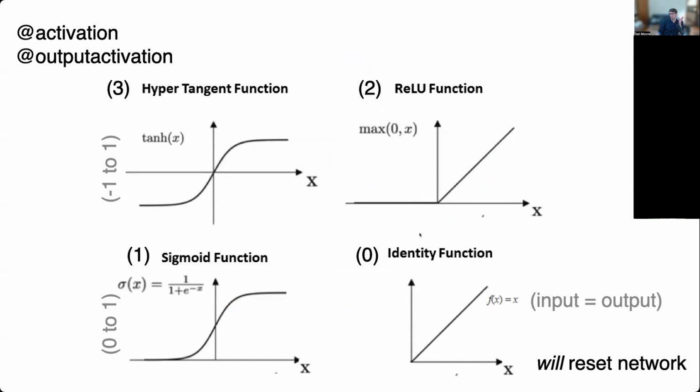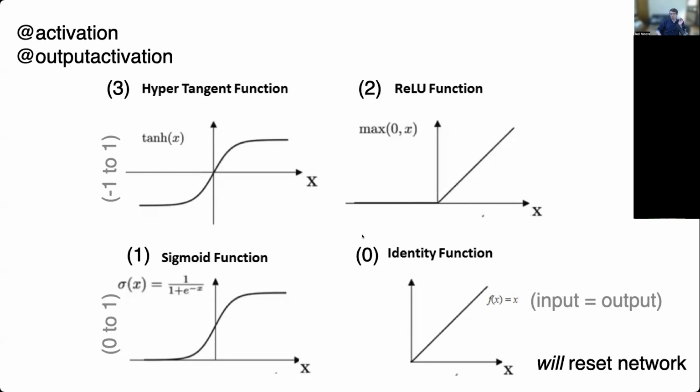There are three others. One is the hyperbolic tangent function, which is similar, although it squashes the range to be between -1 and 1. There's also the ReLU function, which, if the value is greater than 0, will pass it through unchanged. If the value is less than 0, it will clamp it to 0. So any negative value going into the ReLU function will come out as 0. And then lastly, there's the identity function, which does nothing. It passes the value through just as is. Input equals output.